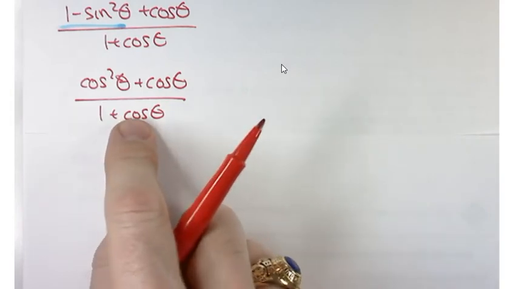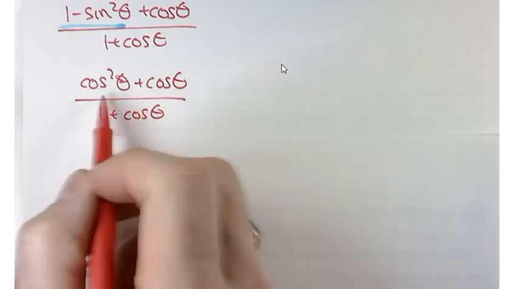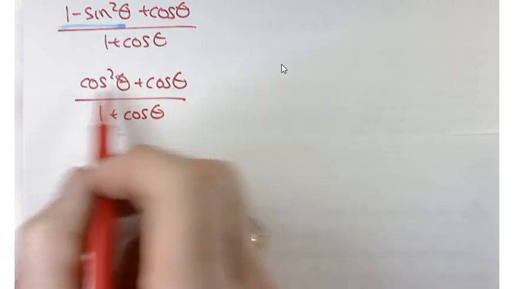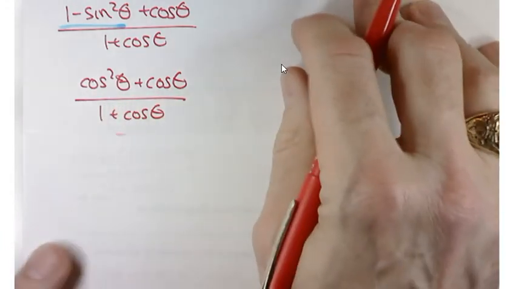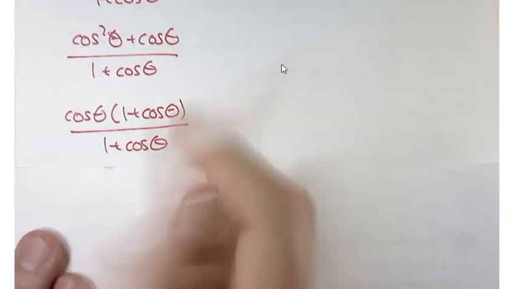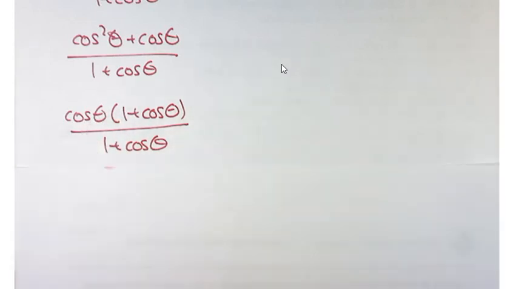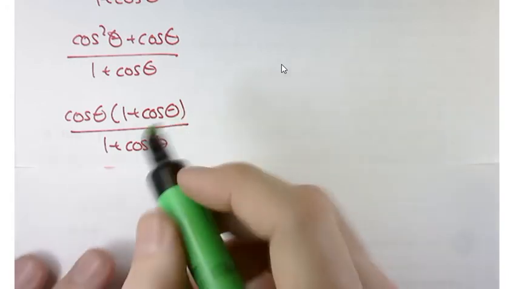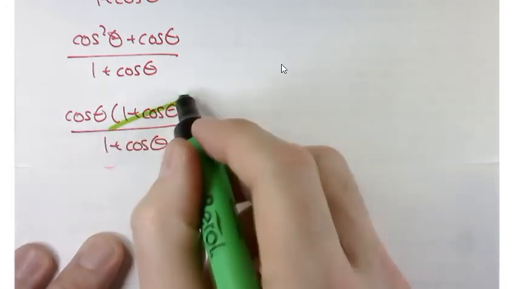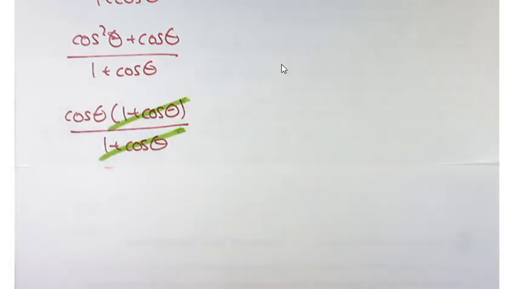Great. If you look in the numerator, though, there's a GCF. What's the GCF? Cosine of theta. So I'll factor out that cosine of theta. So cosine of theta times 1 plus cosine of theta, and wow, this and this look identical, leaving you with the cosine of theta, which is the right-hand side. Yay. So that's one possibility.